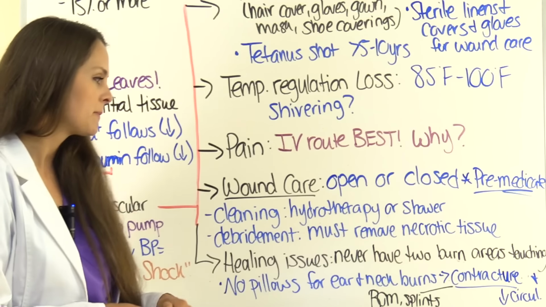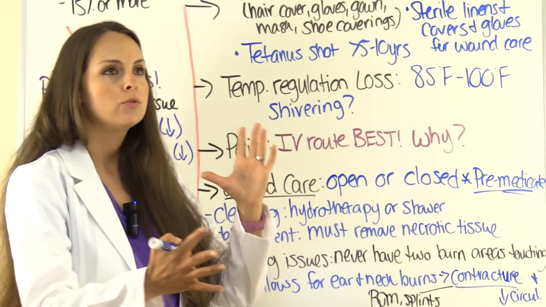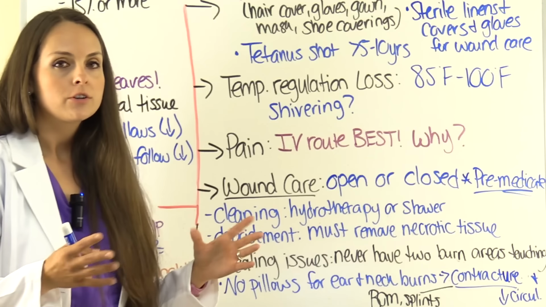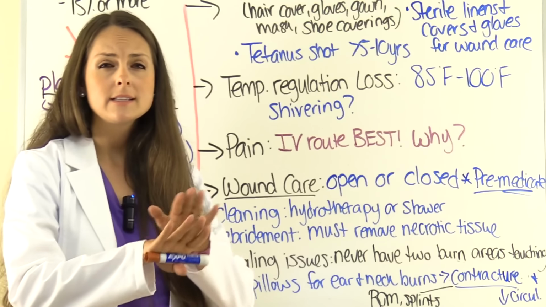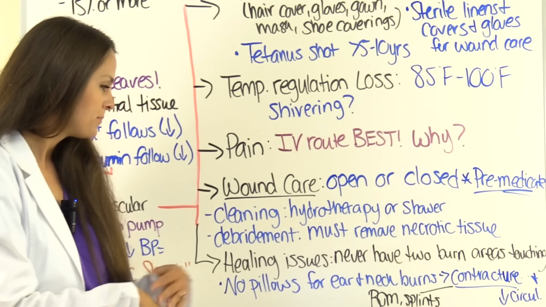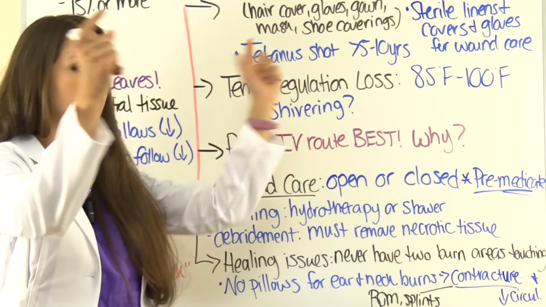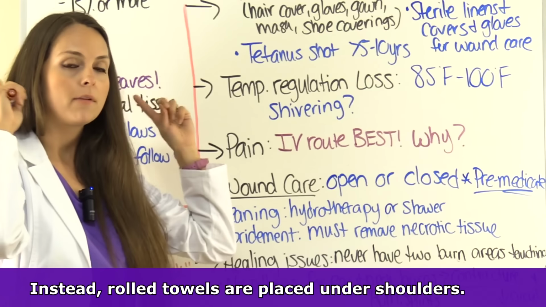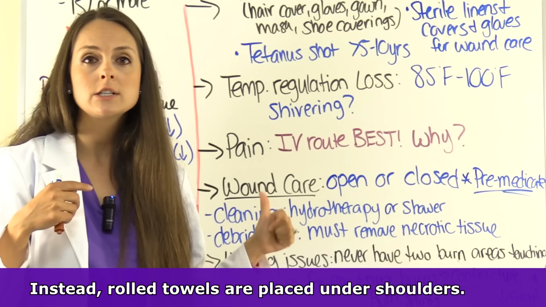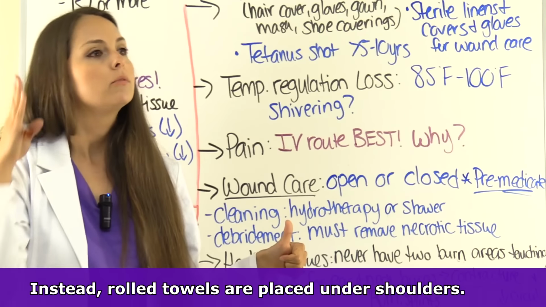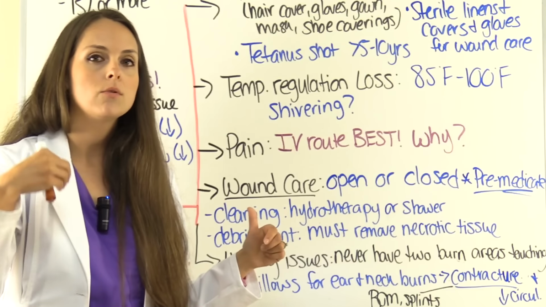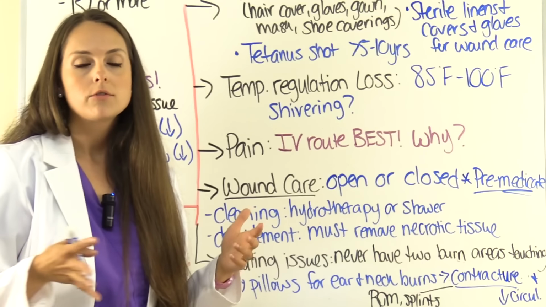Now with healing issues, this is going into the acute to the rehab phase. So we want to make sure that we never have two burn areas touching each other because webbing can occur. So always make sure you don't do that. And for pillows, avoid using pillows whenever you have burns to the ears and the neck. Why is that? Well, the ears, the circulation, as we already learned, is compromised. So if we have a pillow on the ear that's already compromised, that can decrease circulation even more, affect healing, cause it to go necrotic.